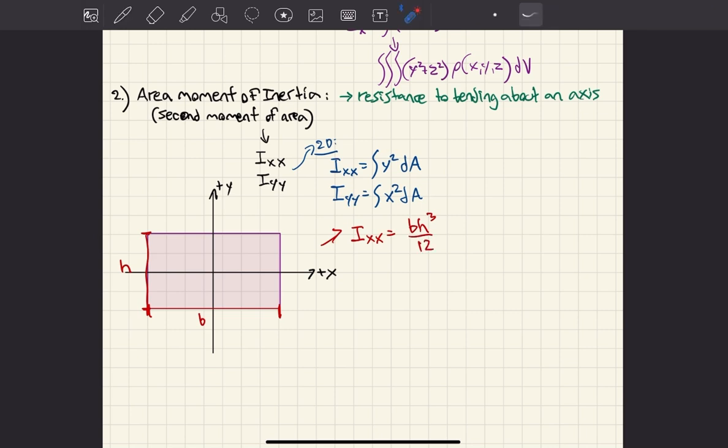To my knowledge, in statics, if you took a dedicated statics course, you have to know how to do this derivation. But for our cases in mechanics, we're past statics at this point. We just care about memorizing this one, right?